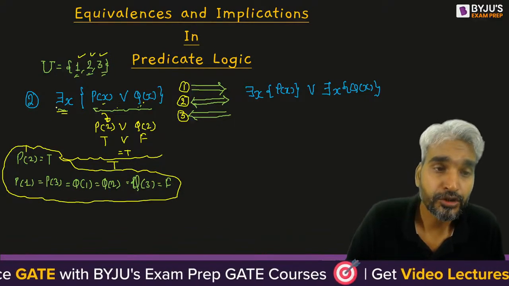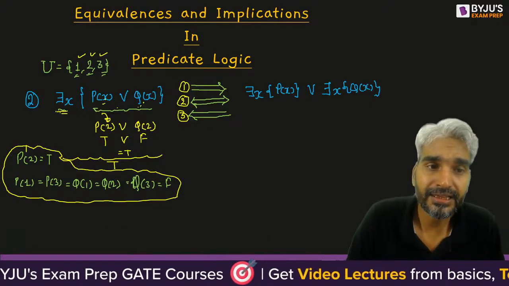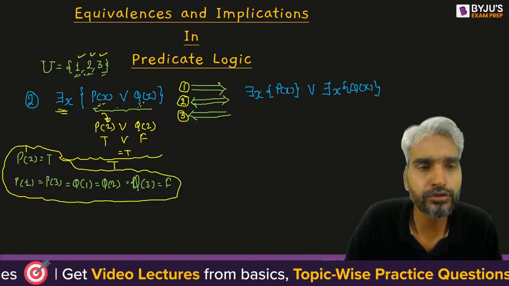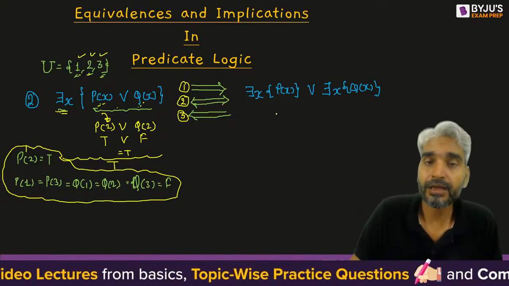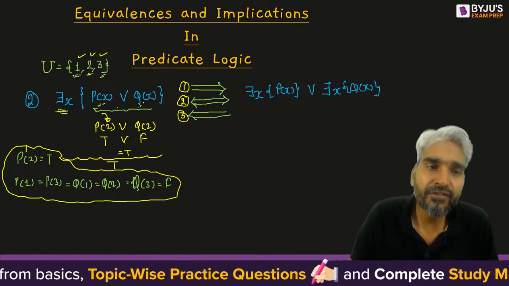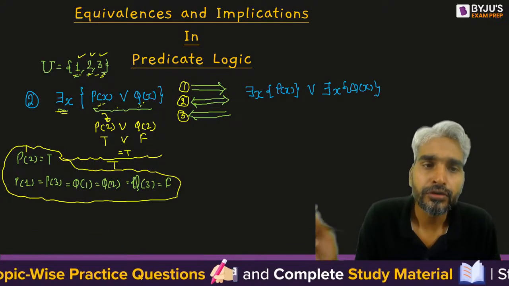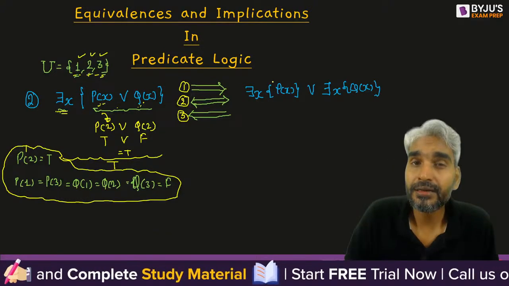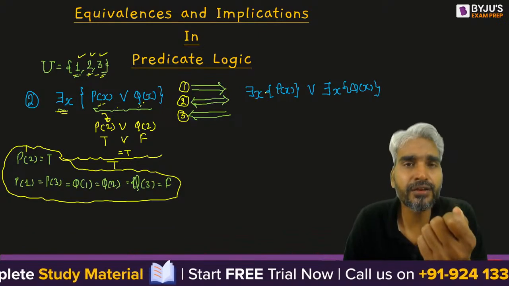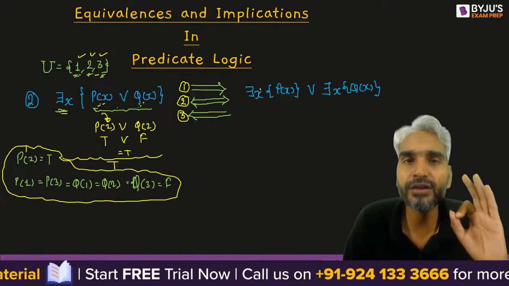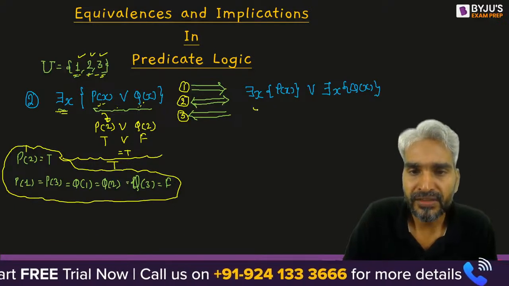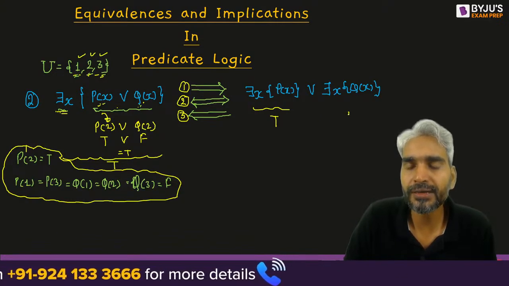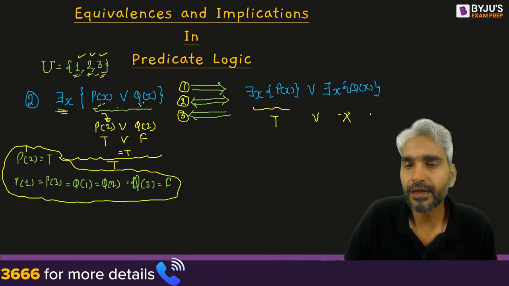Got the idea? So LHS will be true if any one of these two, P or Q, is true for at least one value in the universe. Now let's look at the RHS. If for at least one value in the universe P is true, then there exists X, PX will return true no matter what the value of Q is. It will become don't care. Now the result will become true.